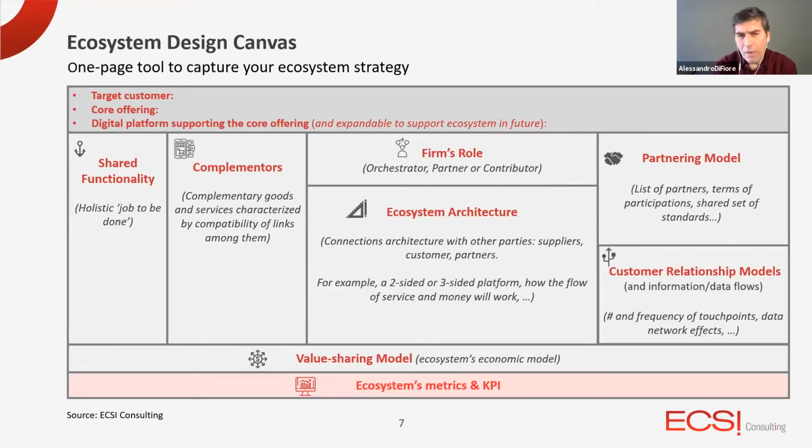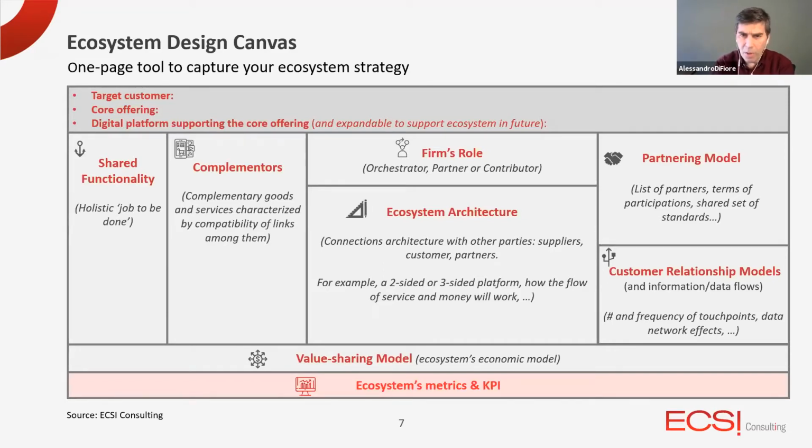Complementors, this is one of the misunderstandings, at least for us. You start with the goods and services that you would like to have in your basket because they are complementary to your core offering, and so you can create that ability for the users to pick and choose among multiple options. So we are not talking about names of companies you are partnering with, but about the categories of goods and services which fit very well with the shared functionality, support it, and build on your core offering.